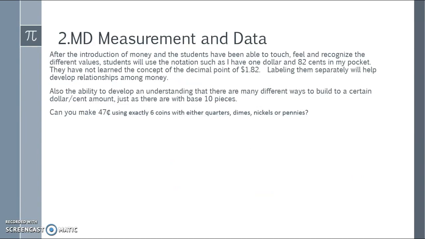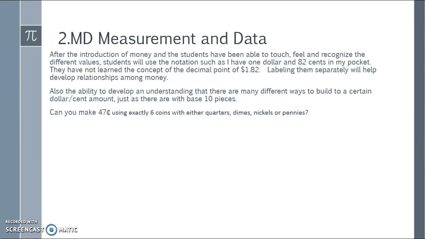After the introduction of money and the students have been able to touch, feel, and recognize the different values, students will use notation such as, "I have $1 and 82 cents in my pocket." They have not learned the concept of the decimal point yet, so we need to keep them separate. Labeling them separately will help develop relationships among money for them. Also, the ability to develop an understanding that there are many different ways to build to a certain dollar or cent amount, just as there are with base 10 pieces.